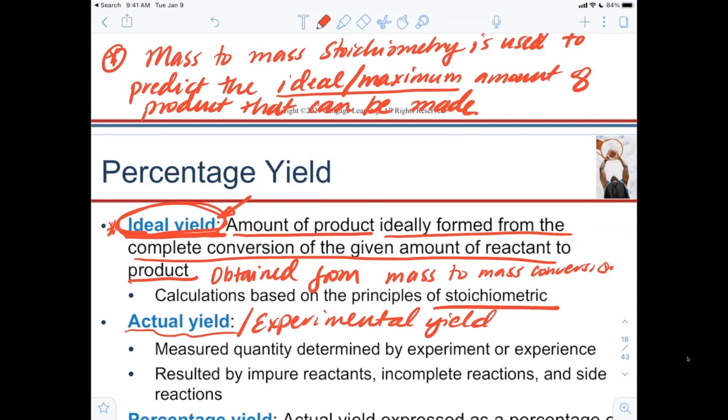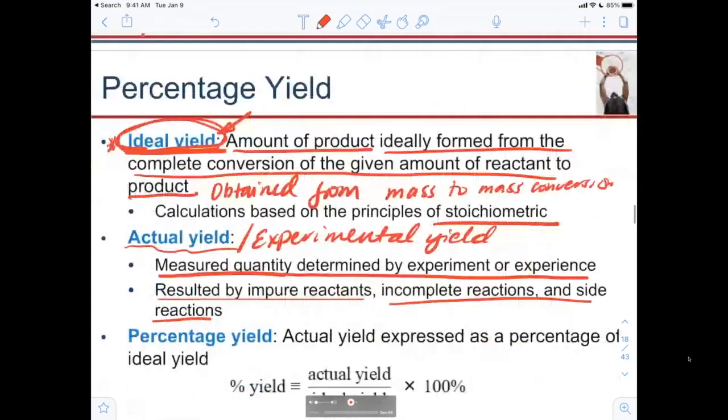Actual is what actually happens when you get to the lab. You go to the lab, you do the experiment. That's what it's saying here. To get this number, you measure it. You don't do math to get this. You measure it in the lab with the experiment. And then sometimes you get results from impure reactants, incomplete reactions, whatever. So this is telling you all the things that could go wrong.